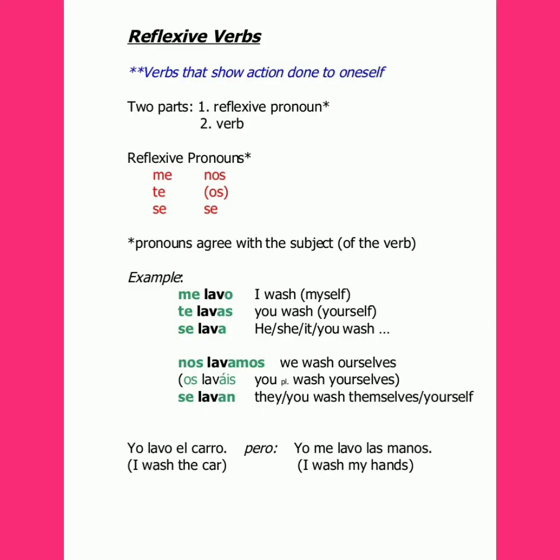Repaso, review. Reflexive verbs are verbs that show action done to oneself. Two parts are attached to the reflexive verb: the verb itself, which may end in AR, ER, or IR, and also the reflexive pronoun se. The reflexive pronouns are me, te, se, nos, os, and se. Pronouns agree with the subject of the verb.